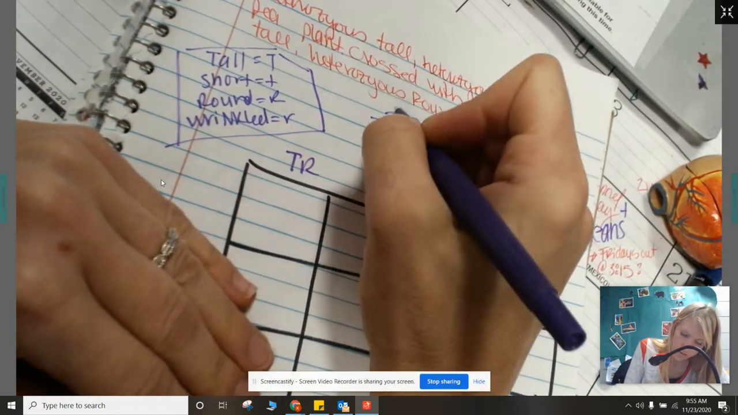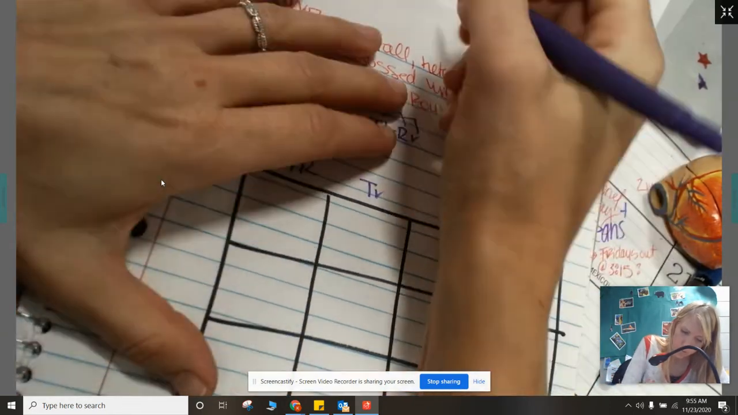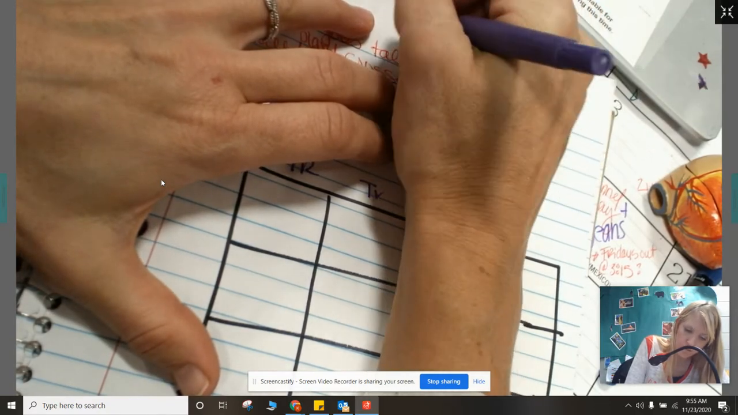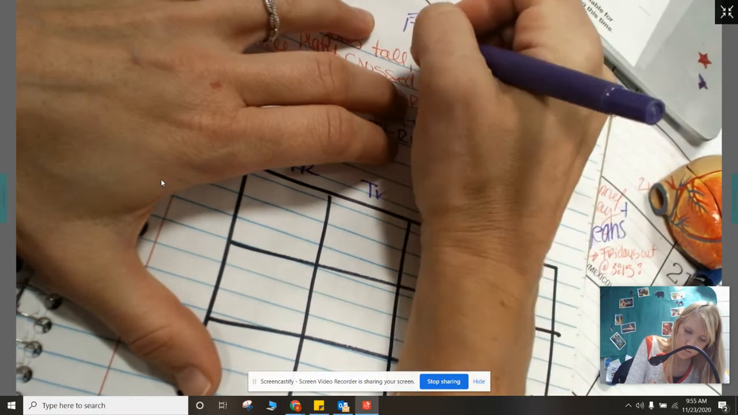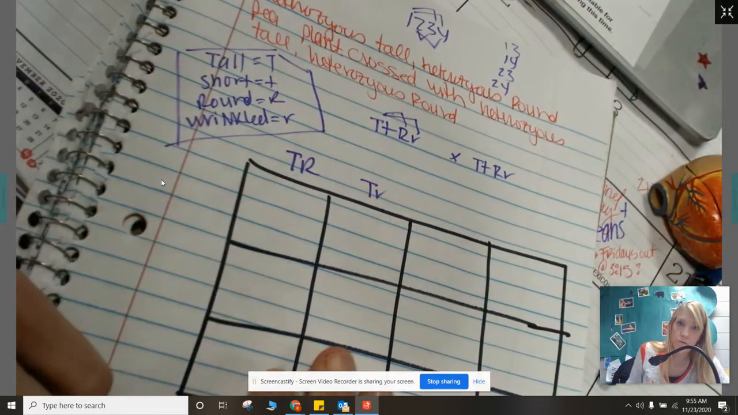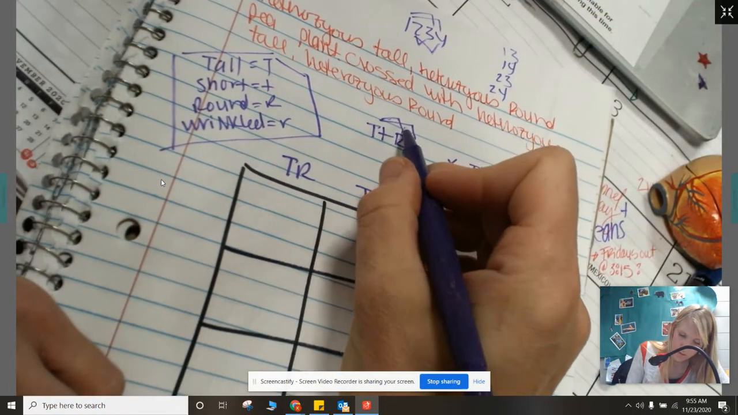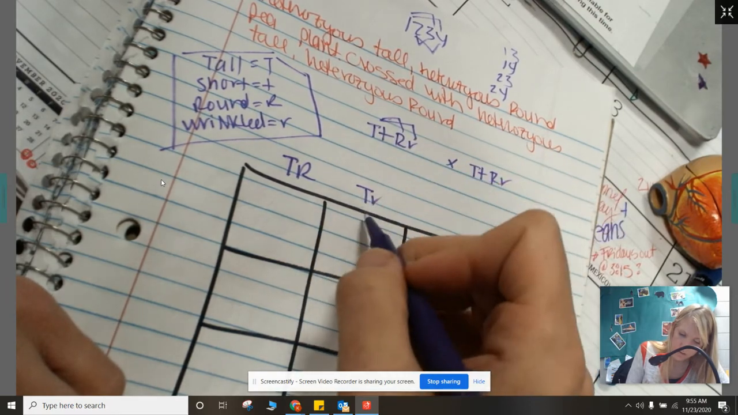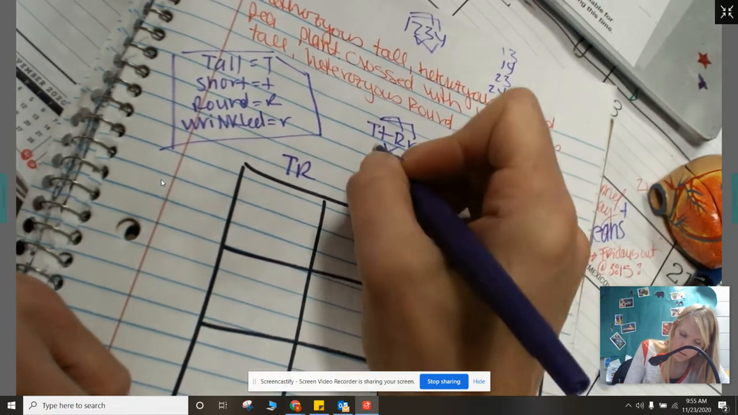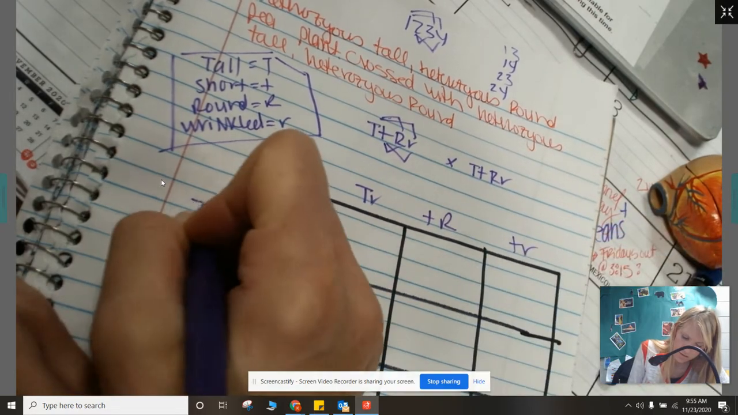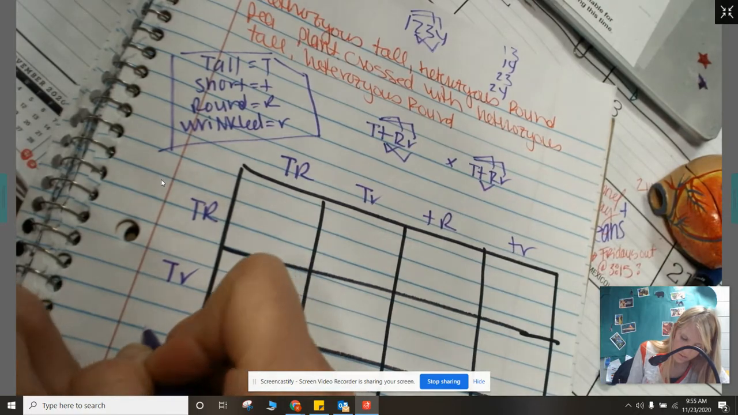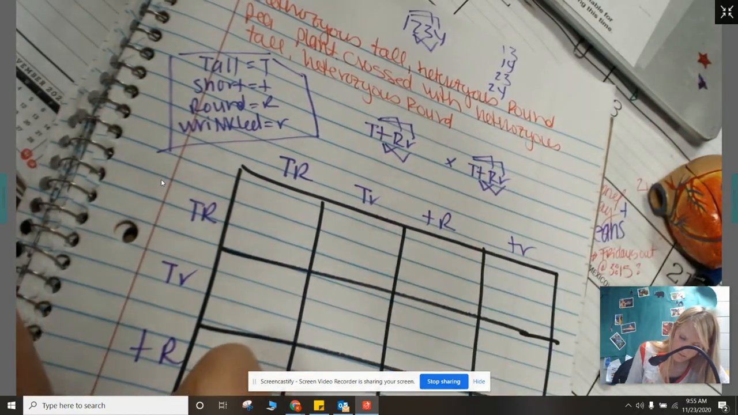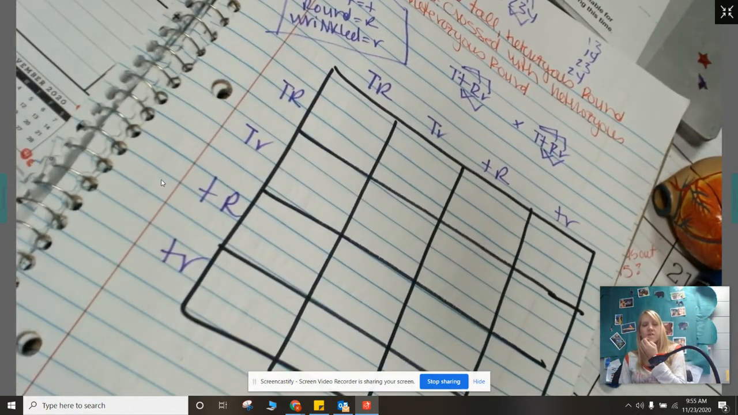Great. So how do you FOIL? Remember? Big T, big R. Did you forget how to FOIL? Maybe that's helpful. So big T, big R, big T, little r. Okay, little t. You get that much? I hope so.